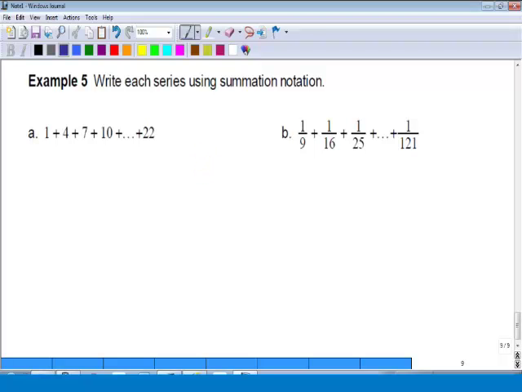This is not all that trivial unless we notice that the terms, what's the difference between consecutive terms here? 3. Now, when we look at these, we realize these are not multiples of 3. 1 is not, 4 is not, 7 is not, 10 is not, 22 is certainly not a multiple of 3. But we could compare this with a sequence of multiples of 3. What if we compare this with 3 plus 6 plus 9 plus 12 plus ... plus 24?